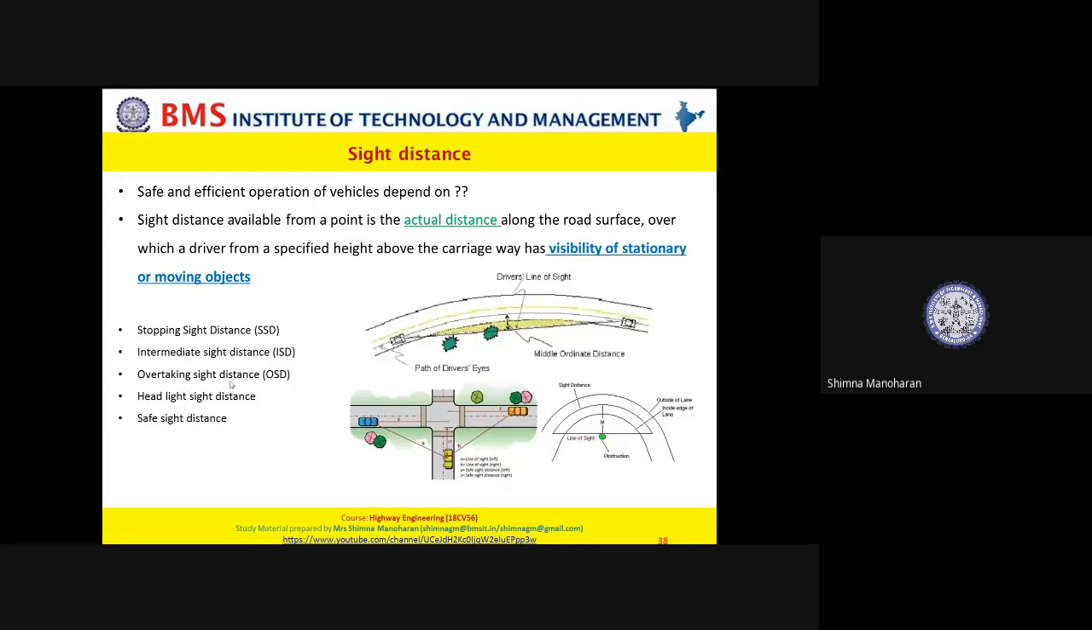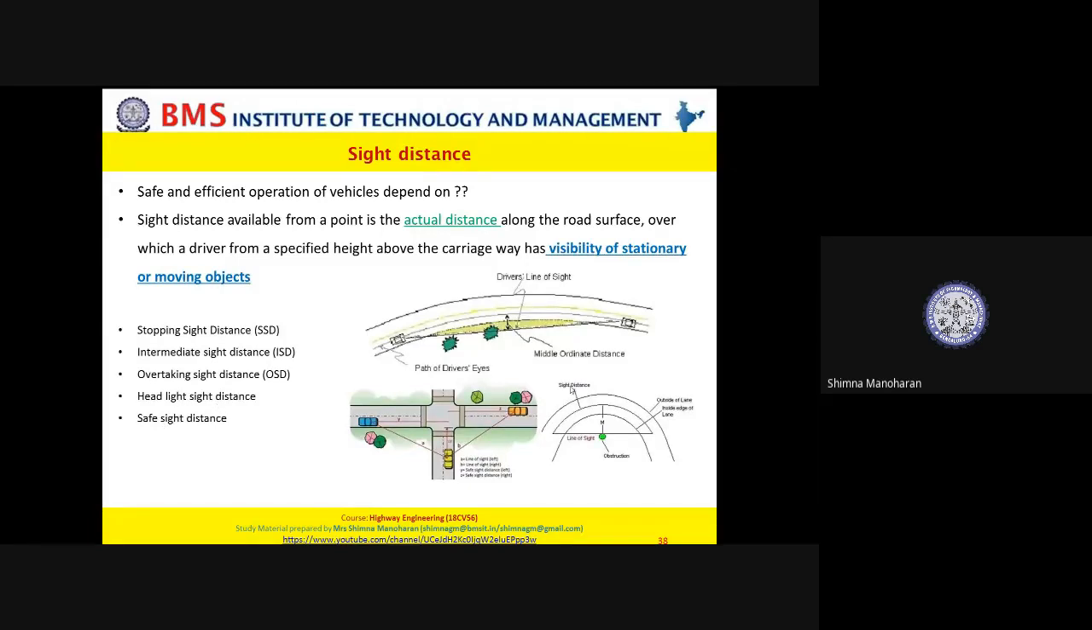Then you have the overtaking sight distance. That is the distance required for a vehicle to overtake. Those of you who drive understand how you overtake, right? First you increase the speed, you accelerate, and there will be some distance before the vehicle. If you have vehicle A and vehicle B over here, A has to overtake B. You have to accelerate for some distance, then overtake, and then rejoin the lane. This much distance will be required, right? That distance is nothing but the overtaking sight distance.